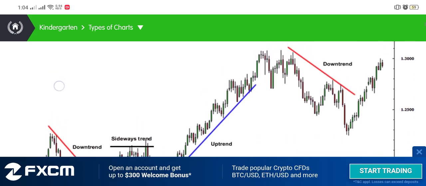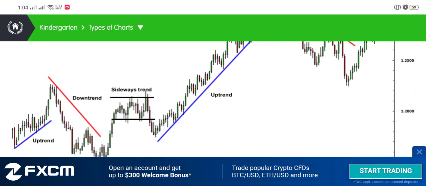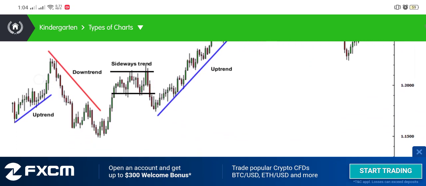Upstream, downstream, sideways trend, upstream.